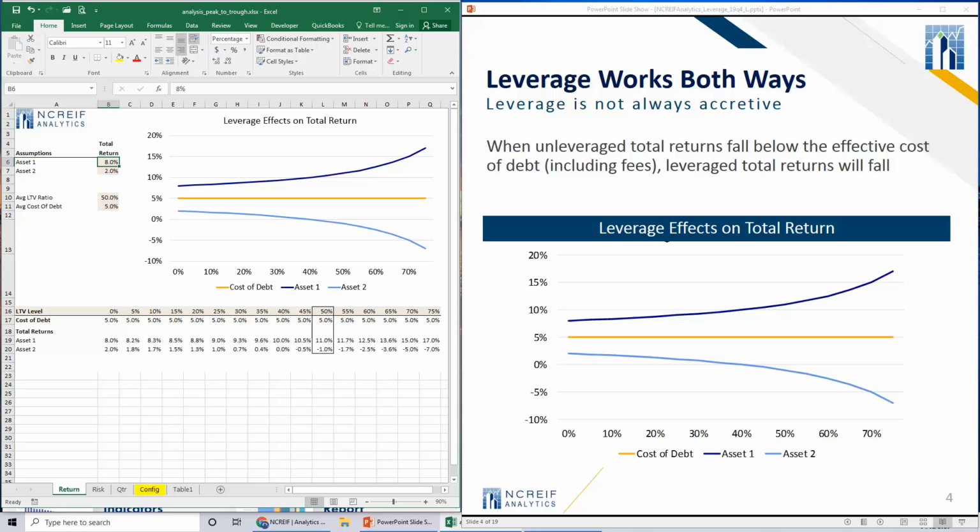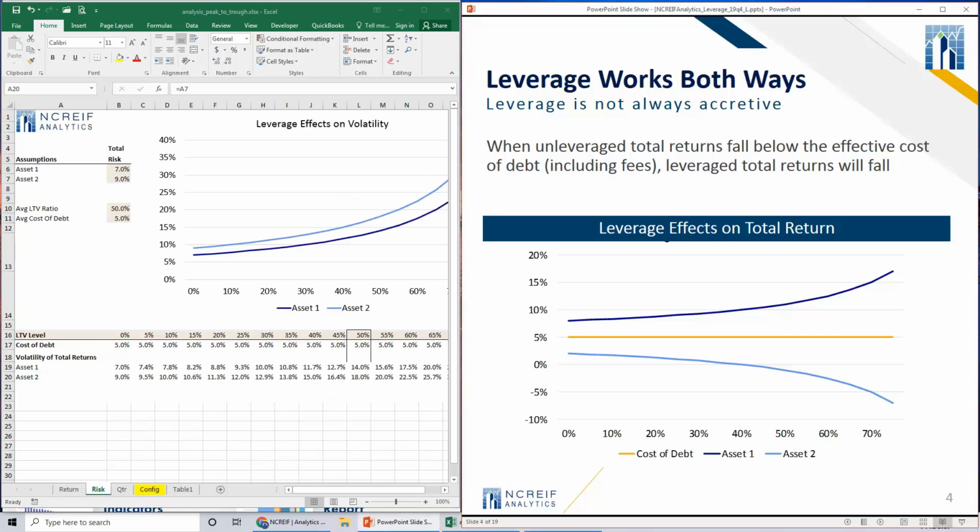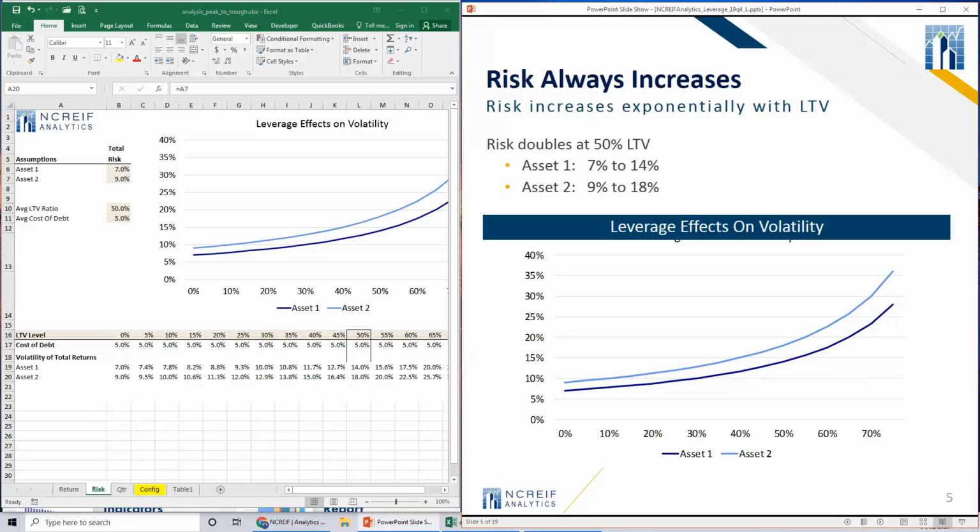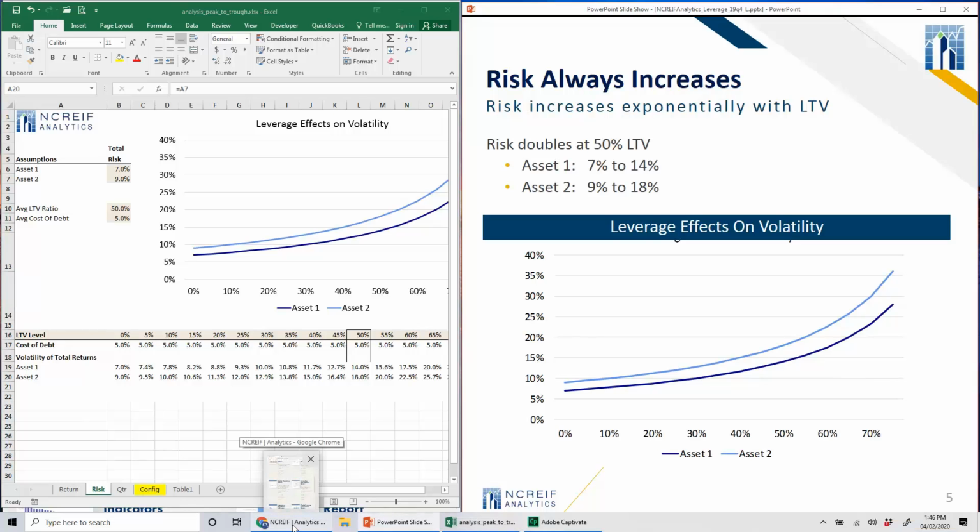However, in the case of asset 2, total returns were below the cost of debt and leverage returns fell, specifically becoming negative as LTV levels rose above 40%. The other side to the theory is that risk always increases exponentially with the LTV ratio. In this example, asset 1's unlevered risk doubles from 7 to 14% at a 50% LTV.